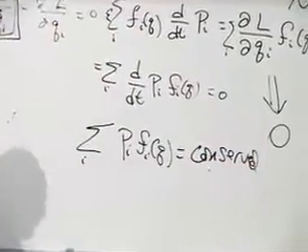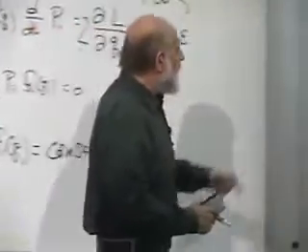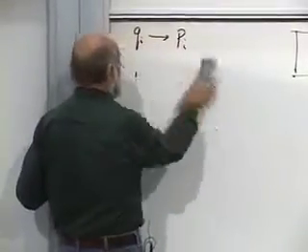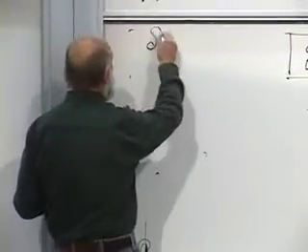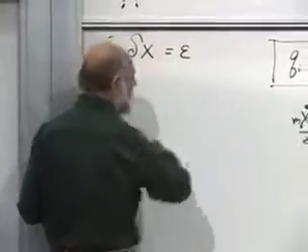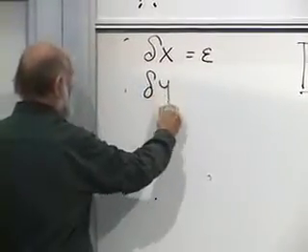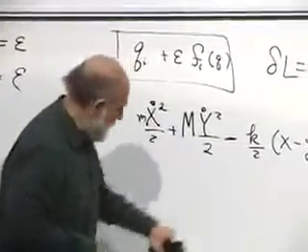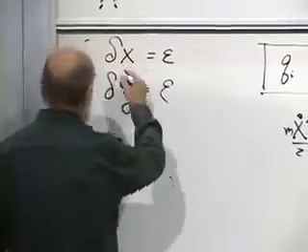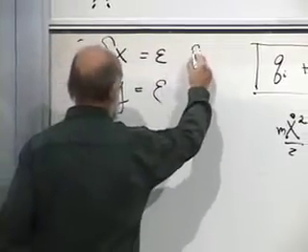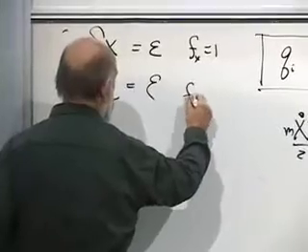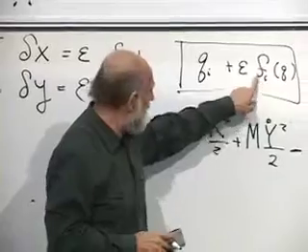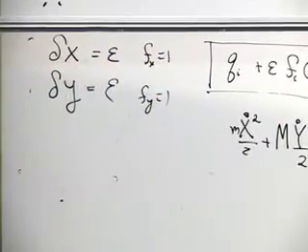Let's work out an example or two. Well, here's an example right here. First of all, delta x is equal to epsilon. Delta y is equal to epsilon. That's the common shift of both coordinates. All right? Well, that says that fx is equal to 1 and fy is equal to 1. X just shifts by amount epsilon.